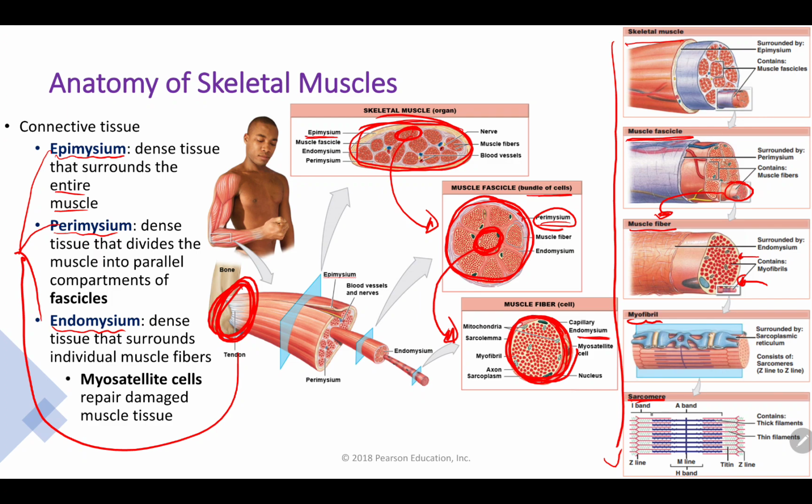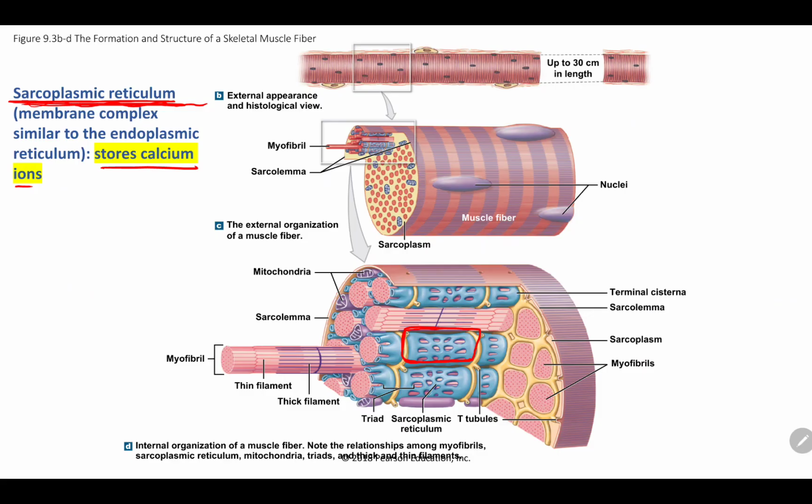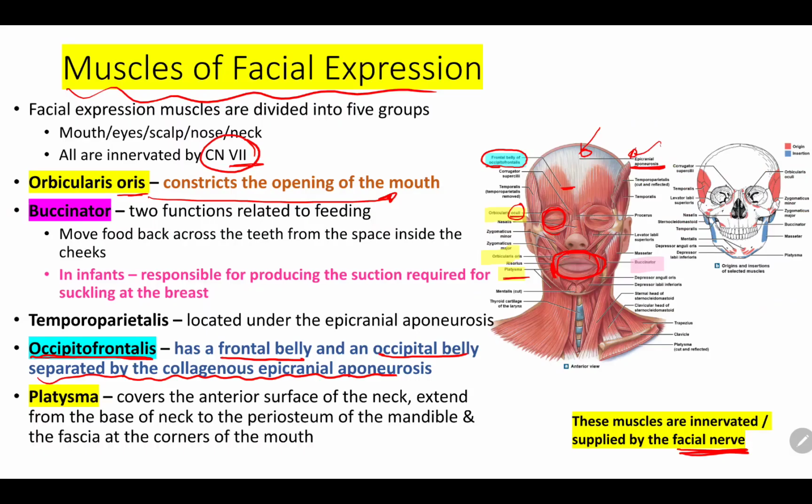But again, a tendon is a cord-like sheet of connective tissue, whereas this aponeurosis we see right here is a flat sheet of connective tissue, right? But again, this occipitofrontalis muscle is going to have a frontal belly over the frontal bone and an occipital belly over the occipital bone, and is going to be separated by the collagenous epicranial aponeurosis.